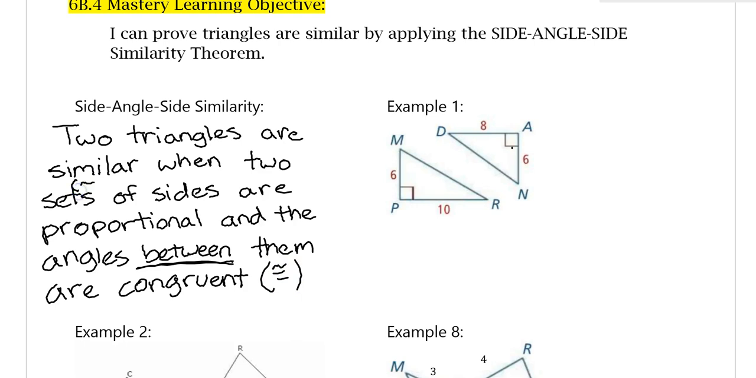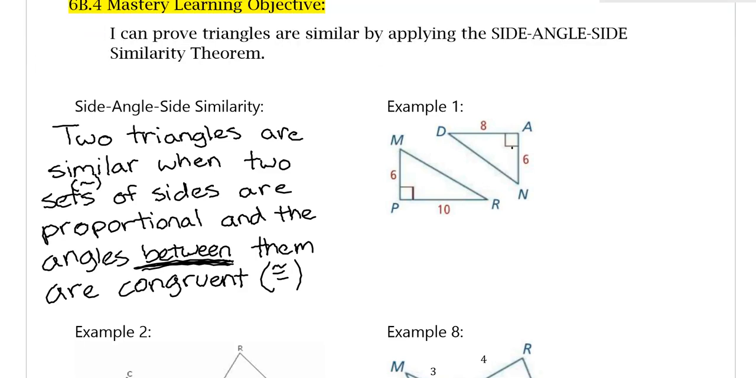Similar is a little thing, right? The little squiggle. Okay, so the big thing is the sides, the angle has to be between those two sides. So what do we mean by that? So I'm going to look here. Always start with your sides.